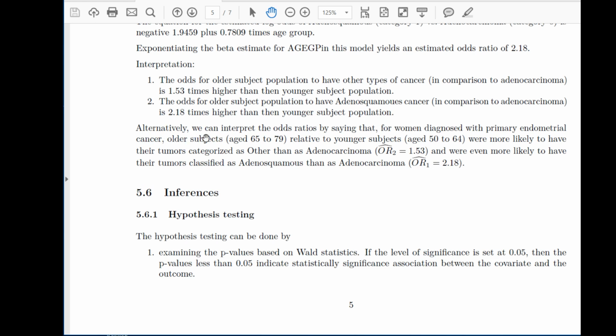Alternatively, we can interpret the odds by saying this, all right? For women diagnosed with primary endometrial cancer, older subjects aged 65 to 79 years old relative to younger subjects aged 50 to 64 were more likely to have their tumor categorized as other types than as adenocarcinoma, estimated odds ratio equal 1.53, and were even more likely to have their tumor classified as adenosquamous cancer than as adenocarcinoma, the estimated odds ratio equals 2.18.